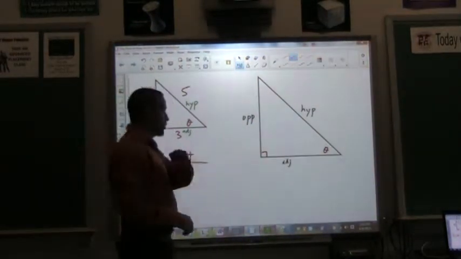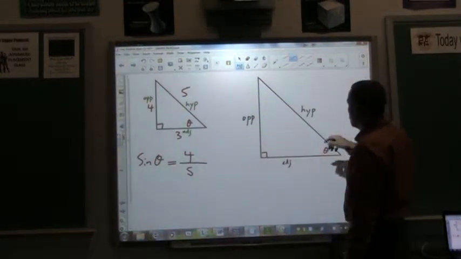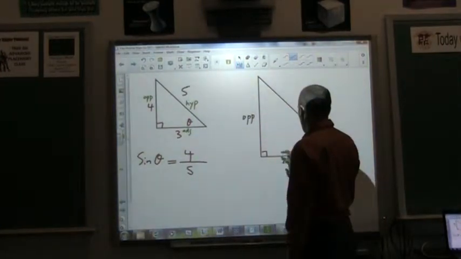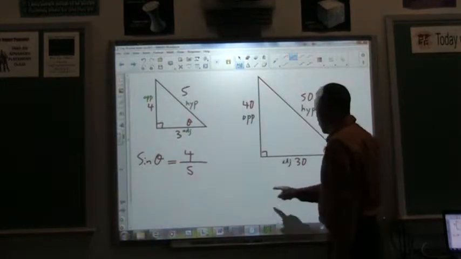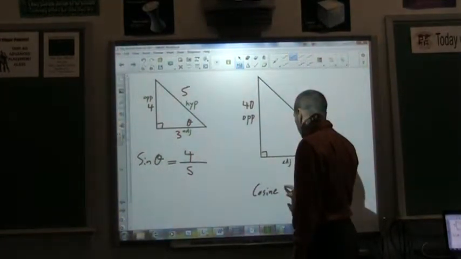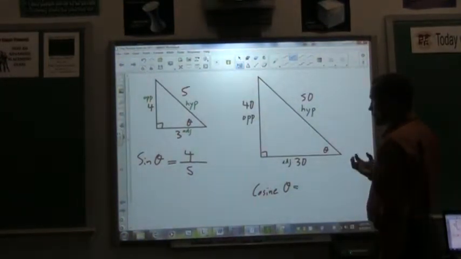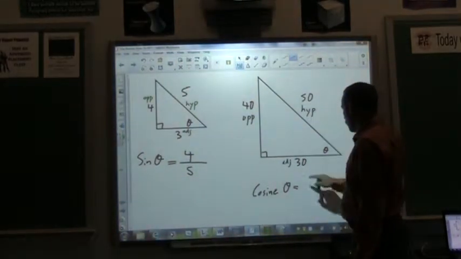Now let's go to a bigger triangle over here. Again, same type of triangle, but let's put some bigger measurements on here. Let's this time say we're going to do 30, 40, and 50. And this time let's do the cosine of theta. So for this one, cosine is adjacent over hypotenuse. So for this one, it would be 30 over 50.